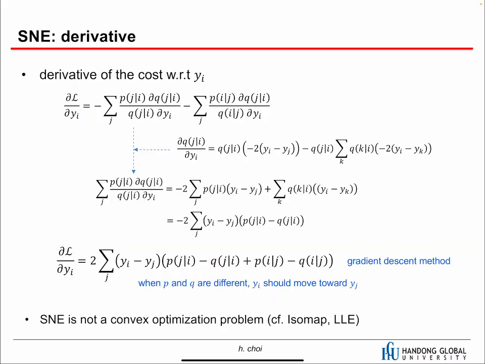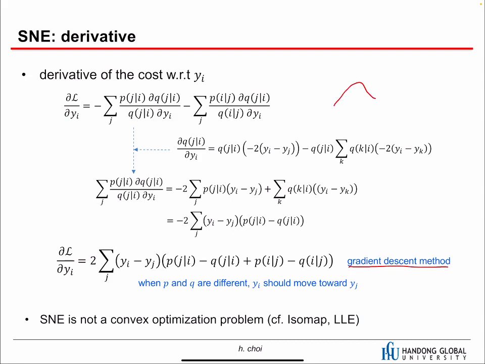Okay, then how can we actually train the parameters? So we have a KL divergence objective function. What should we do? Since that objective function is not analytically solvable, we cannot solve that, so we can actually use iterative solutions like a gradient descent method.